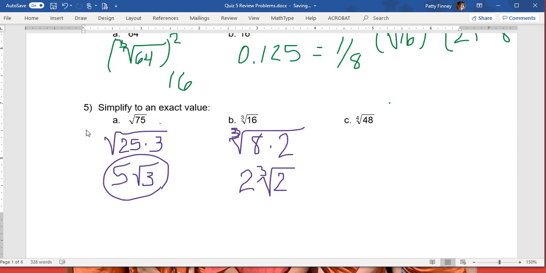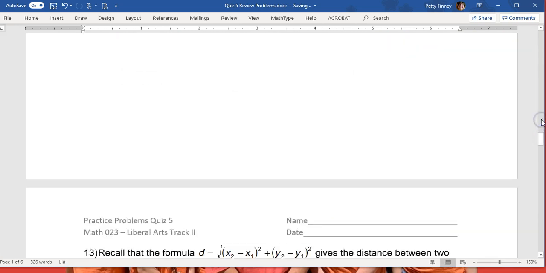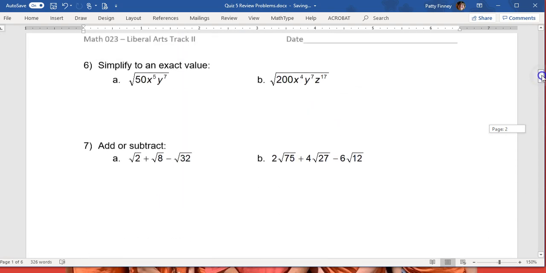Now we're looking for perfect quartics. So we're trying to find a quartic that'll divide into 48. So 1 to the 4th is 1, 2 to the 4th is 16. Hey, 16 times 3. So I have the 4th root of 16 times 3. The 4th root of 16 is 2, and that leaves me with the 4th root of 3. Oops, sorry, I went too fast there. Alright, so those are our first just simplifying.